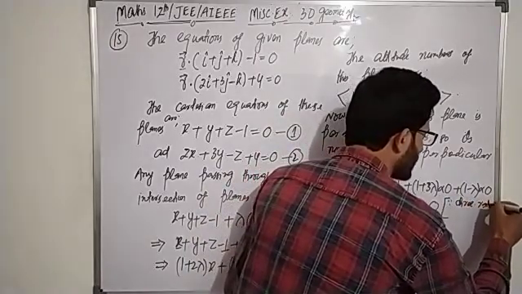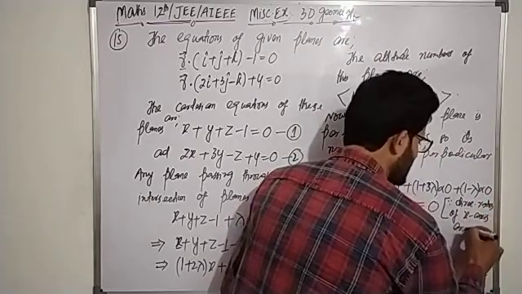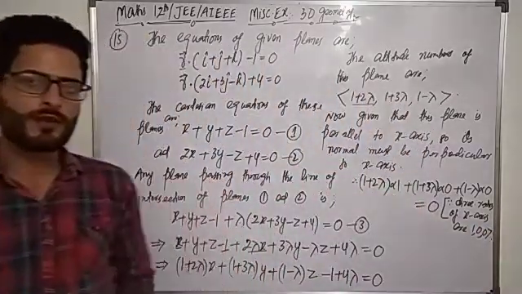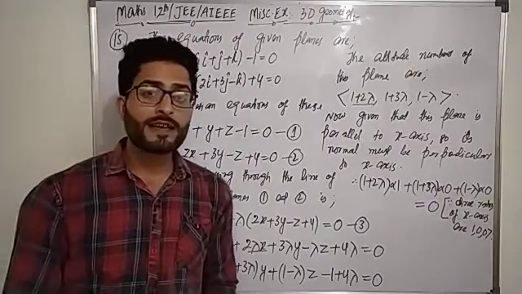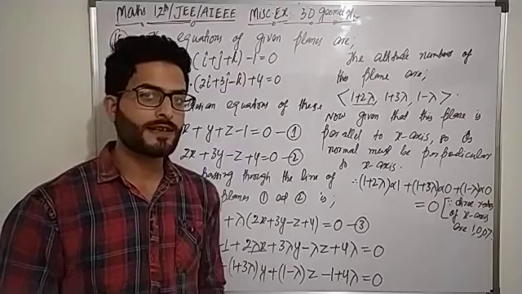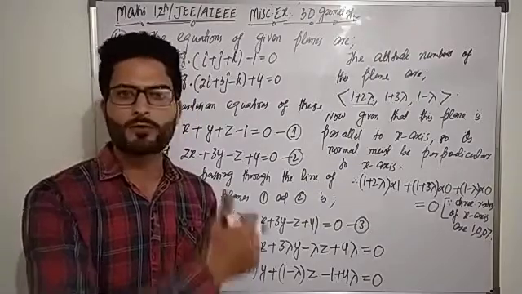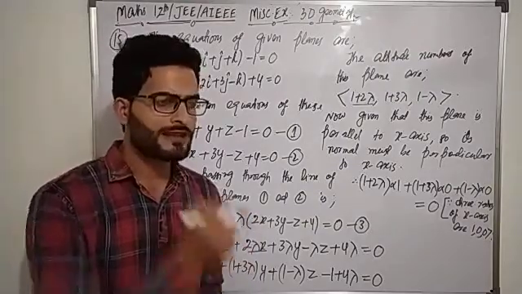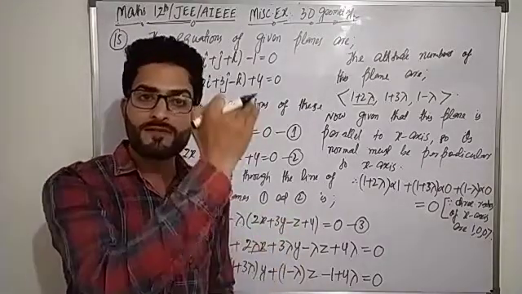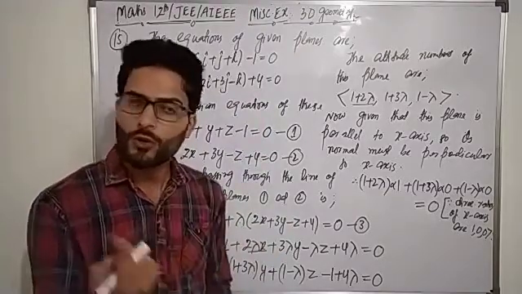बिकॉज द डायरेक्शन रेशियोज ऑफ एक्स एक्सिस आर, एक्स एक्सिस के डायरेक्शन रेशियो क्या होंगे? 1 0 0. The direction ratios of x-axis are 1 0 0 because the equation of x-axis is y is equal to 0 in terms of two-dimensional Cartesian coordinate system, and the direction ratios of x-axis are always 1, 0, 0. The direction ratios of y-axis are 0, 1, 0, and the direction ratios of z-axis are 0, 0, 1.